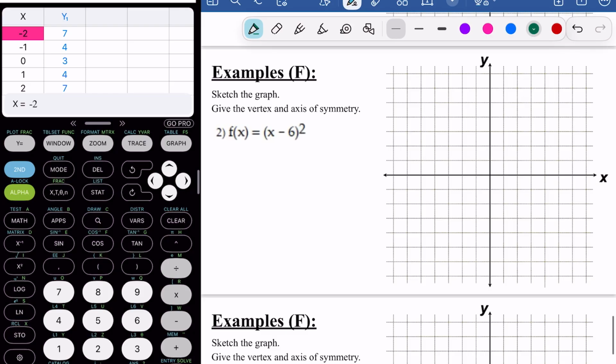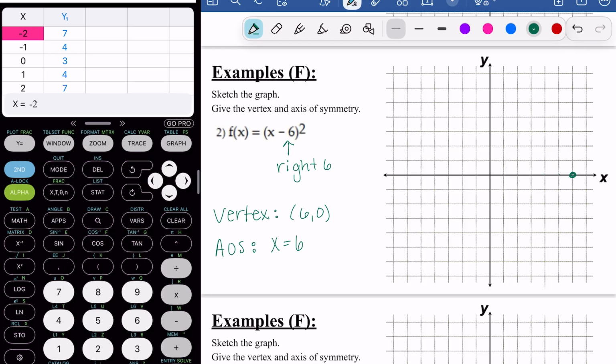Okay, let's get example F. So again, here we've got a -6, but this time it's inside the parentheses. That means that it moved to the right 6. Didn't move up or down, so that means that my vertex is not at 0, 0. It moved over 6. So it should be right here. My vertex should be at 6, 0, which means my axis of symmetry should be at x equals 6.